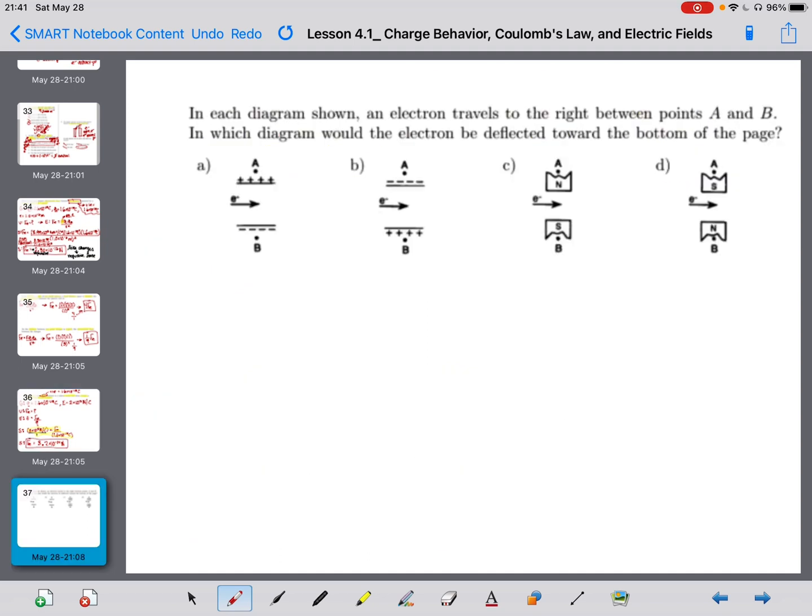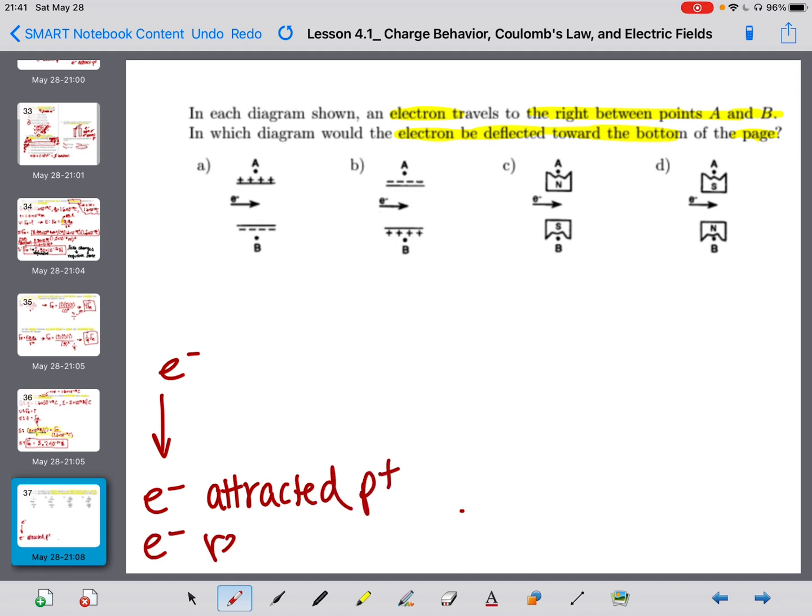So in this question, it says in each diagram shown, an electron travels to the right between points A and B. In which diagram would the electron be deflected towards the bottom of the page? Okay, so we want to look for something that's going to get pushed down. So let's see. An electron, what do we know? Well, it is attracted to protons. Electrons are repelled by other electrons. So let's keep that in mind.